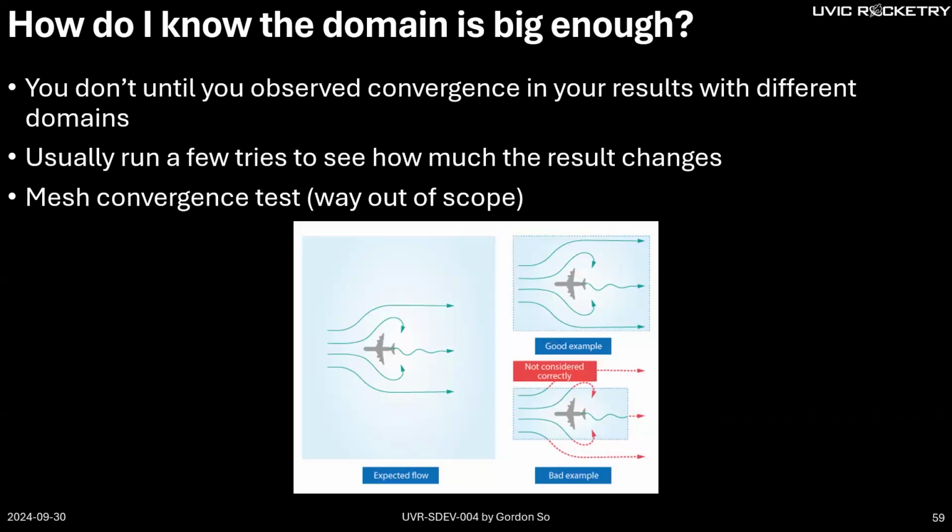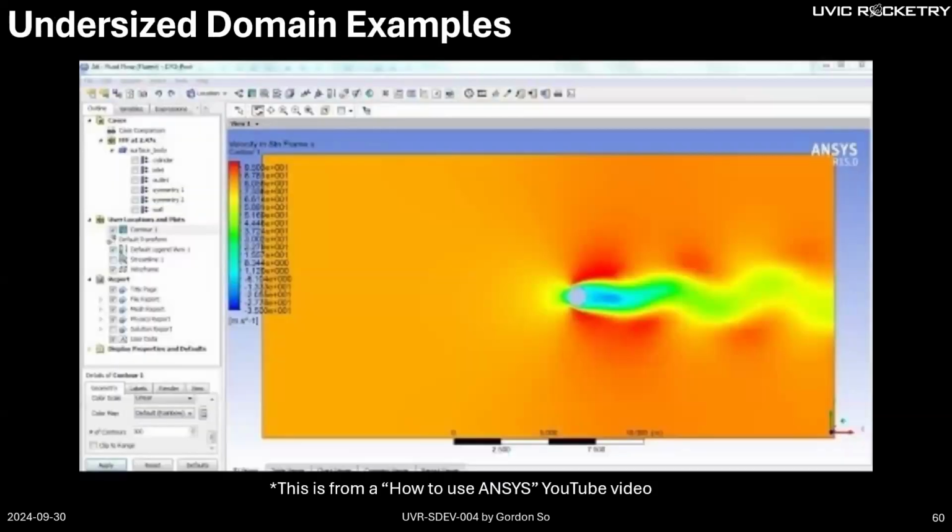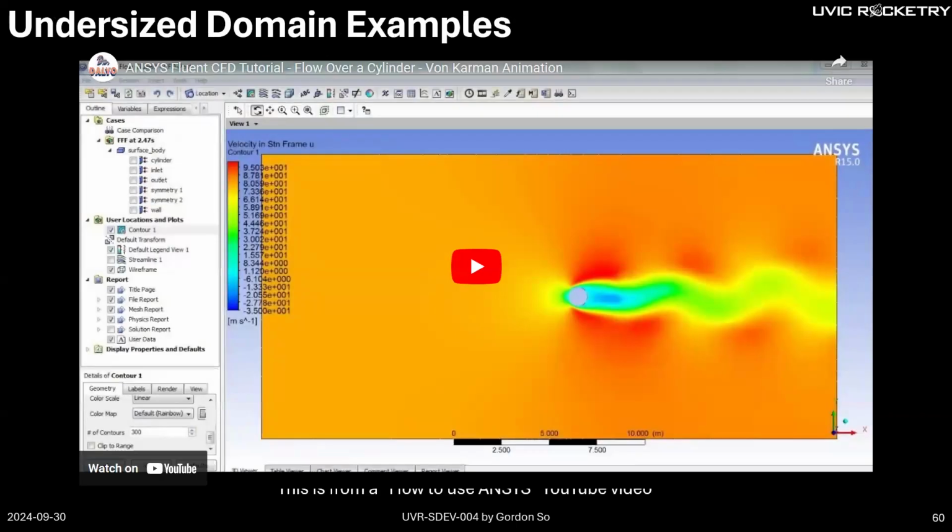So it's really easy to tell if you have too small a domain for certain things, because you will see weird flow behavior at the boundary when you expect, like, the same color, if that makes sense. So this is one of the videos I found on YouTube on how to use ANSYS.